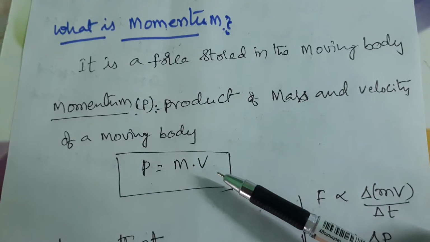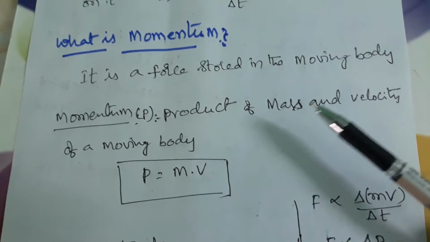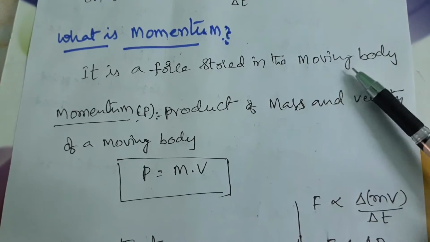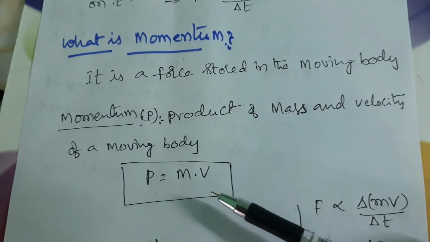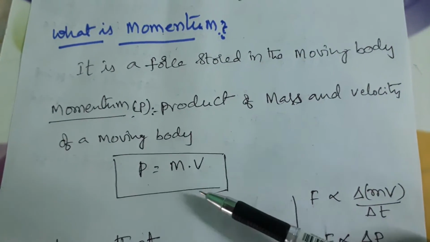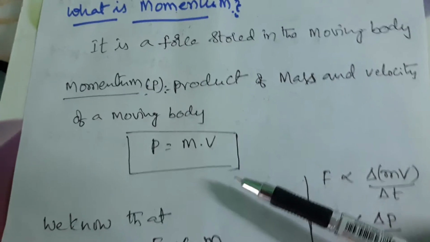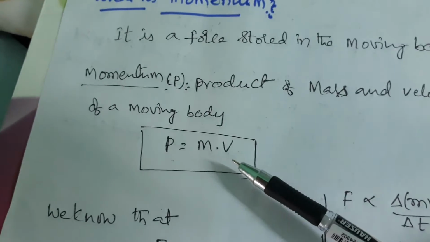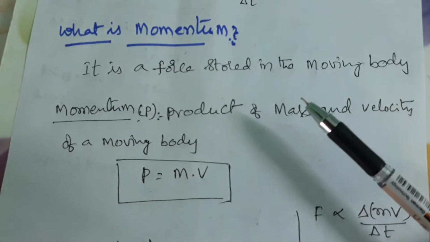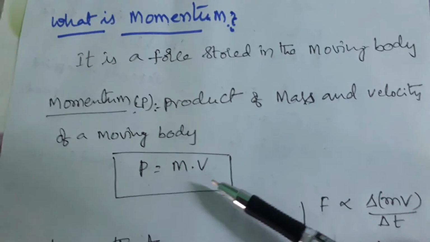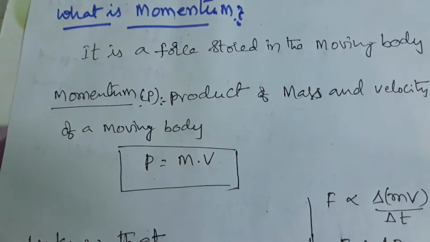The stored force in a moving body is different depending on the velocity or speed of the body. So this is a combination of mass and velocity, and that is called momentum. Momentum is the force stored in a moving body, that is the product of mass and velocity.